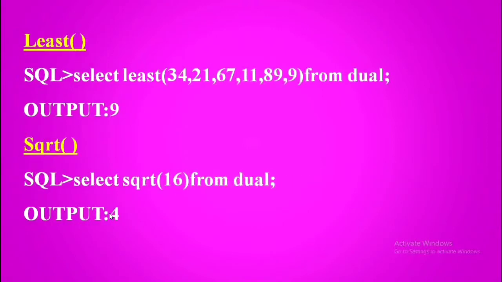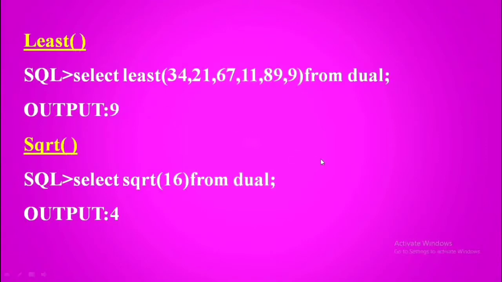Next, the least function. The least function is used to display the least value. This is the command: select least of 34, 21, 67, 11, 89, 9 from dual. In these numbers, the least number is 9. So 9 is displayed. Output is 9.